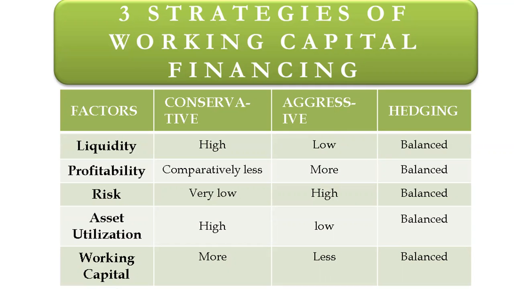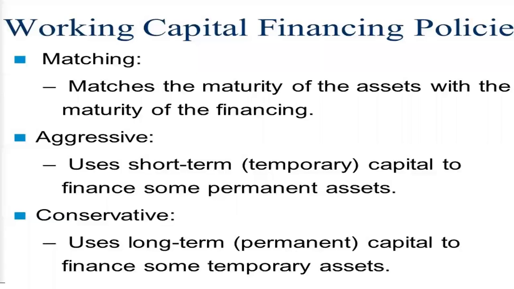Then risk is very low in case of conservative. In the aggressive approach, high risks are there, and in case of the hedging or matching approach, it will be balanced. Then asset utilization is high in conservative, low in aggressive, and in case of hedging it will be balanced. Then working capital requirement is more in case of conservative, low in aggressive, and balanced in case of hedging.